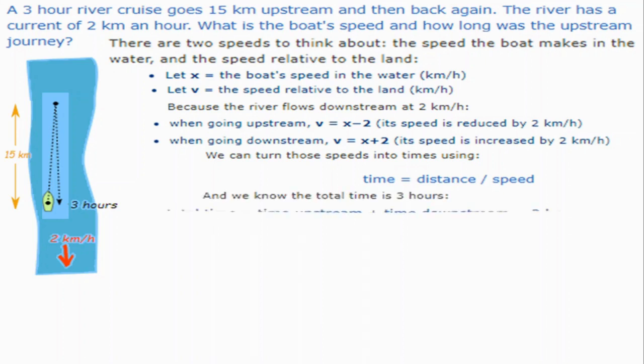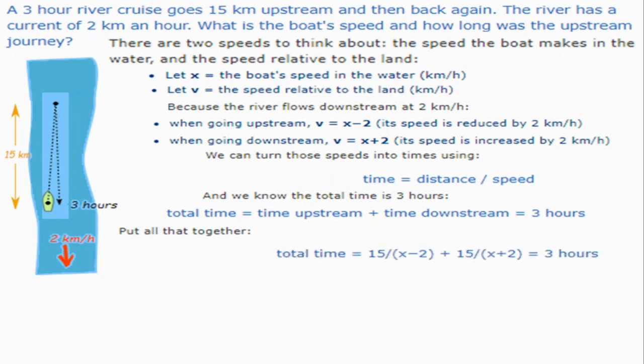So total time is time upstream plus time downstream. We can write this formula: total time is equal to time of upstream, 15 upon x minus 2, plus time of downstream, 15 upon x plus 2, and it takes a total of 3 hours.